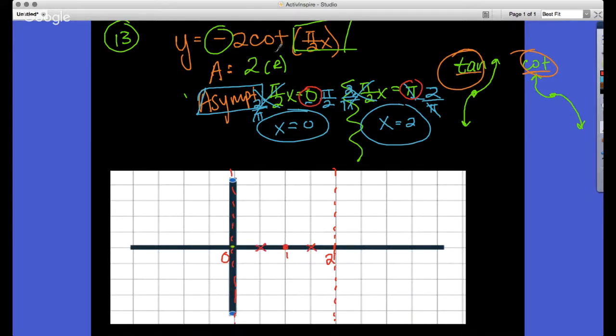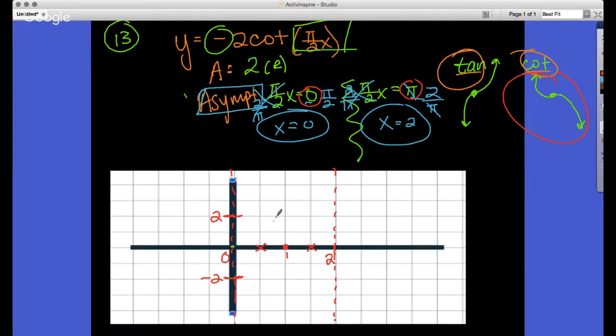With cotangent, remember, will rise to the left and fall to the right. An important thing to note is that when I rise to the left, I will rise up to whatever my amplitude is. So since it's 2, we're going to put 2, and we're going to put -2 down here, okay? All right, so that's important.